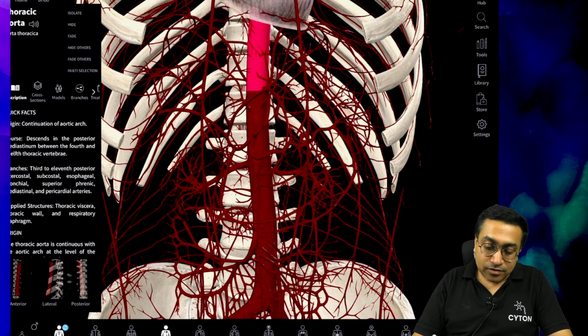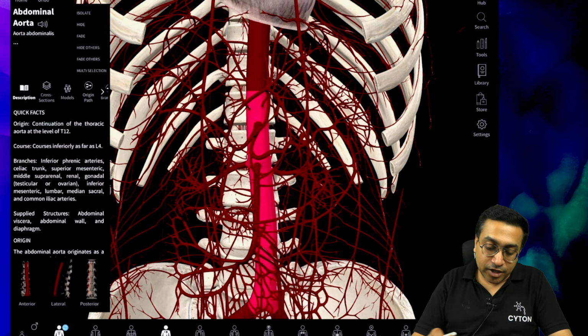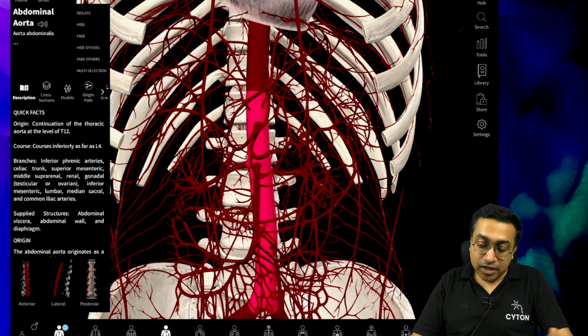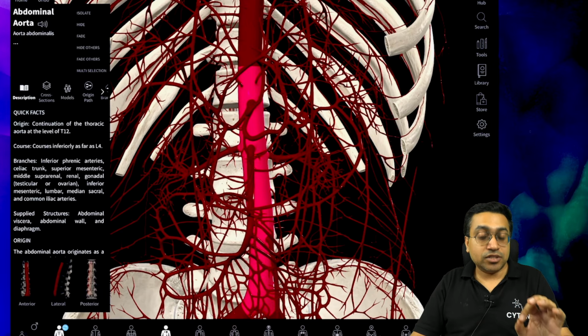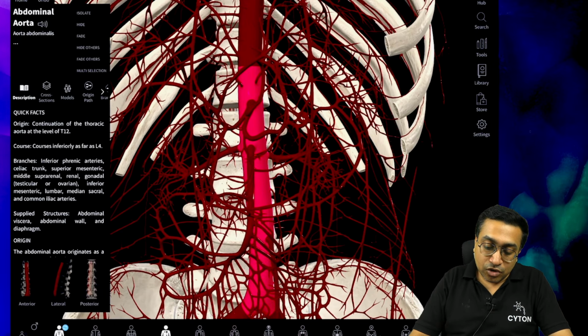Now you see this thoracic aorta continued into the abdominal aorta. If you see carefully, there are three major ventral branches of the abdominal aorta.